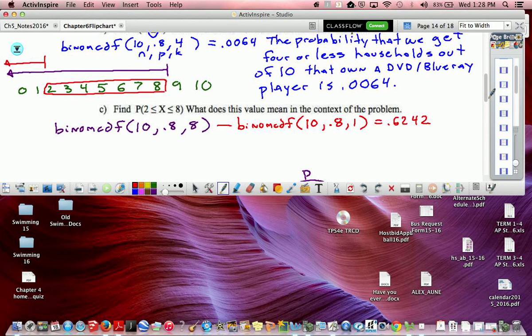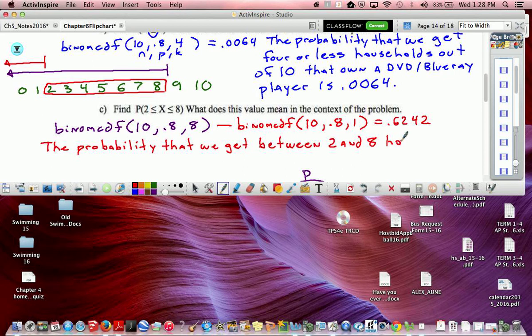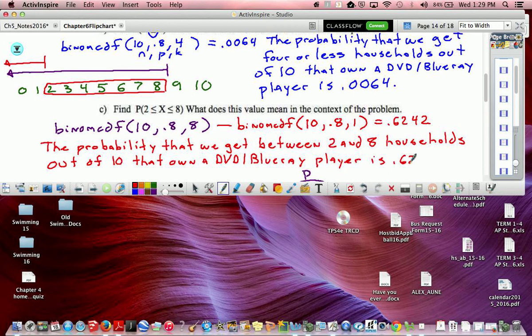So again, we want to explain what this value means. The probability that we get between 2 and 8 households out of 10 that own a DVD Blu-ray player is 0.6242.